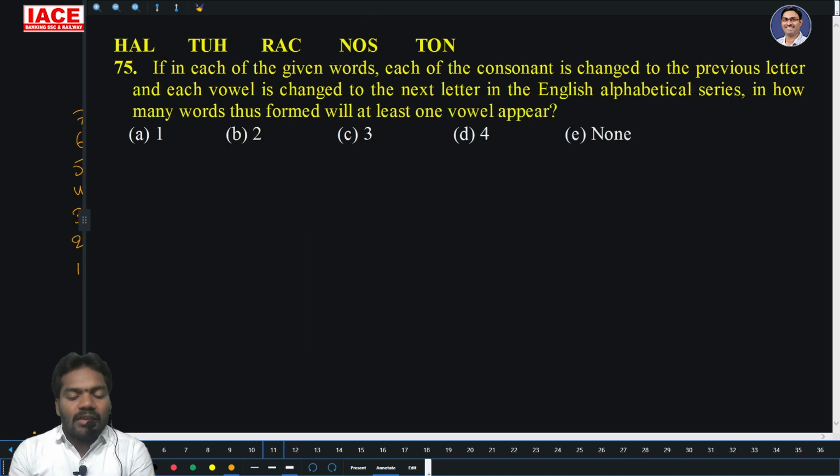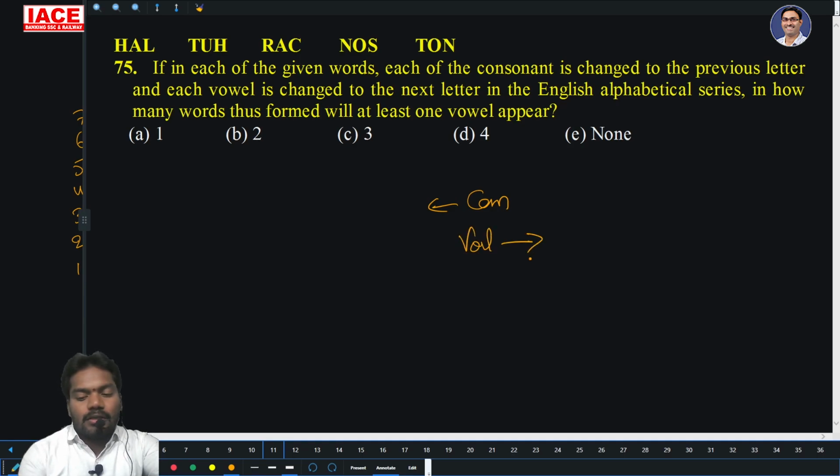If in each of the given words, each of the consonants is changed to the previous letter, and each vowel is changed to the next letter, in English alphabetical series, in how many words thus formed will at least one vowel appear? At least one vowel I want.